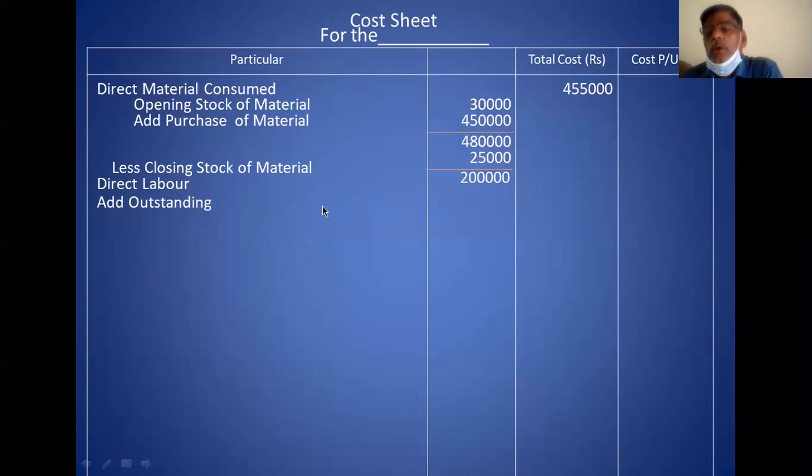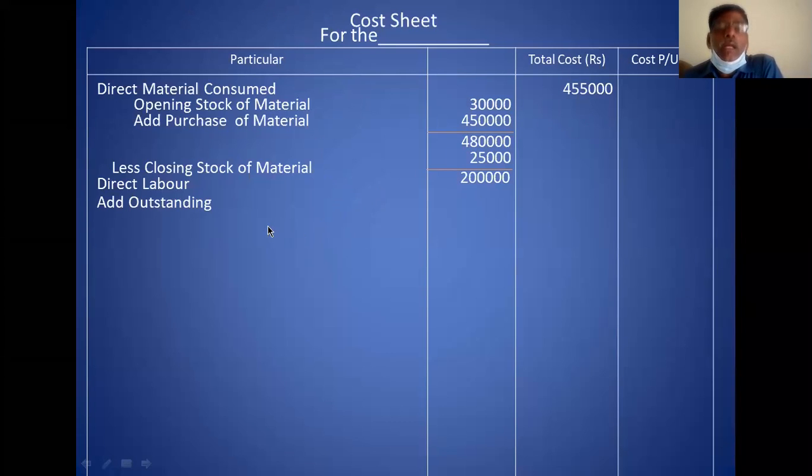Then in this problem, units produced is not given. It is not possible to ascertain the cost per unit. I have taken the per unit column, but I am unable to calculate the cost per unit. This may happen to you people also while solving the problem. So, while solving the problem, you have to draw the cost per unit column only when units are given in the problem. Okay, this is the raw material consumed.